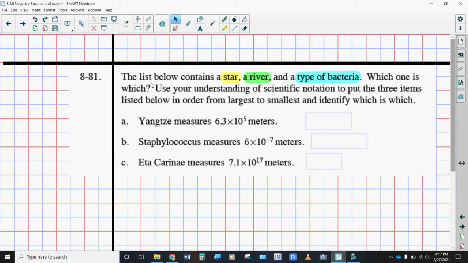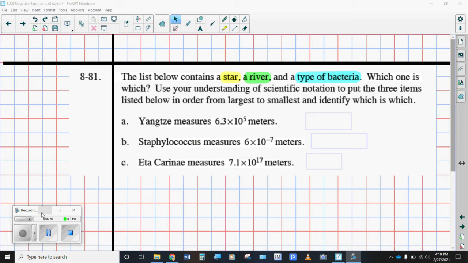All right, now we are going to compare the sizes of these numbers in scientific notation to whatever they would be in real life. So a list below contains a star, a river, and a type of bacteria. Stars are huge. Bacteria are tiny. Rivers, somewhere in between. So which one is which? Go ahead and look at each one of these names and each one of those numbers in scientific notation and see if you can figure out which one is the biggest, the star, which one is the smallest, the bacteria, and which one is the middle, the river. I'll give you a second to write those down and then declare it.